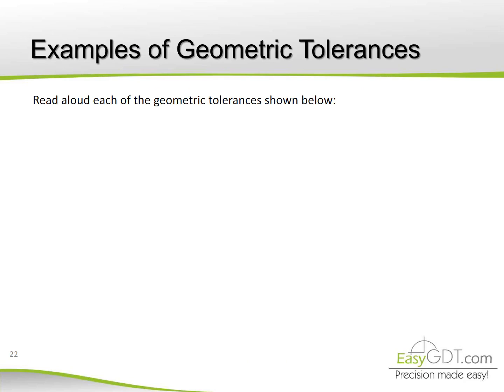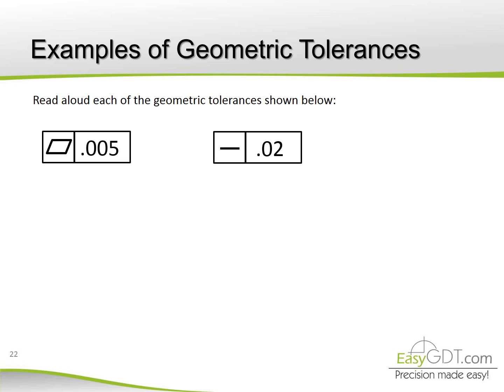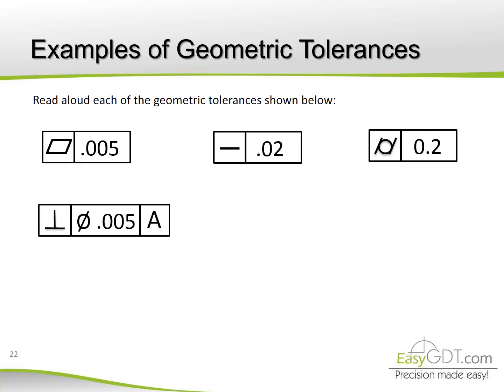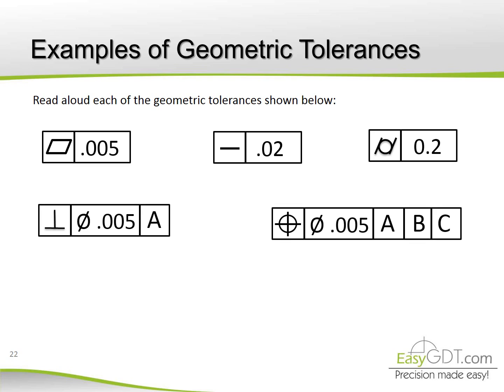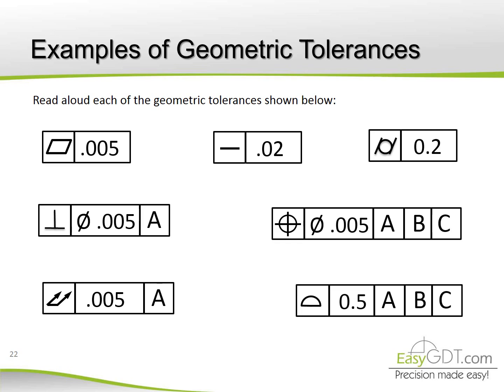Here we have some examples of geometric tolerances. Flatness tolerance of 5 thousandths, straightness of 0.02, cylindricity of 0.2, perpendicularity with a diameter of 5 thousandths relative to datum A, position tolerance with a diameter of 5 thousandths relative to datums A, B, and C, total runout of 5 thousandths relative to datum A, profile of a surface of 0.5 relative to datums A, B, and C.